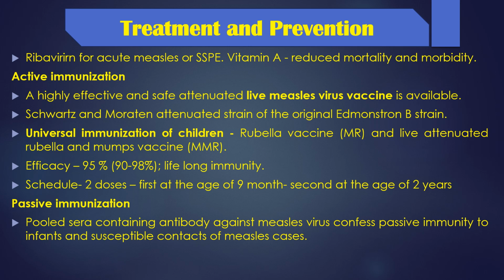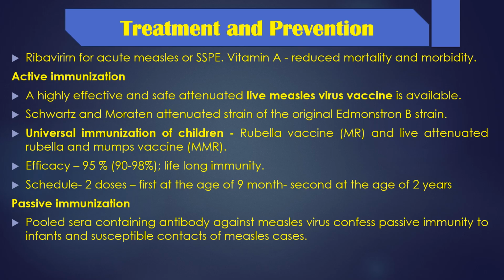Active immunization with a highly effective and safe attenuated live measles viral vaccine is available. It now uses the Schwarz and Moraten attenuated strain of the original Edmonston B strain. The vaccine is available in monovalent form, in combination with live attenuated rubella vaccine, and with live attenuated rubella and mumps vaccine, that is MMR, currently used for universal immunization of children. The efficacy rate of this measles viral vaccine is around 90 percent.